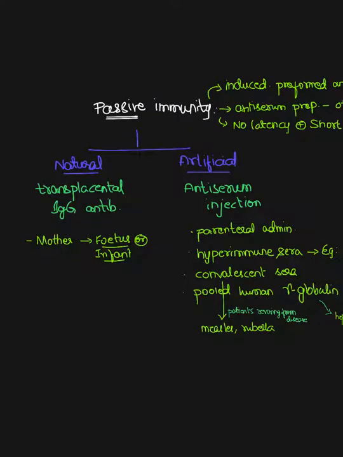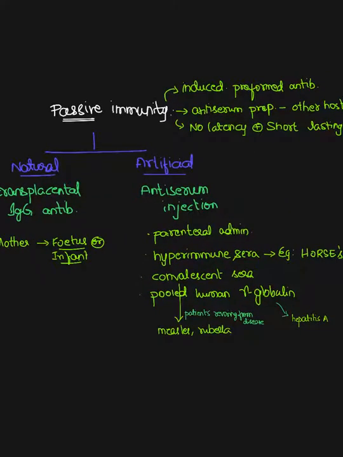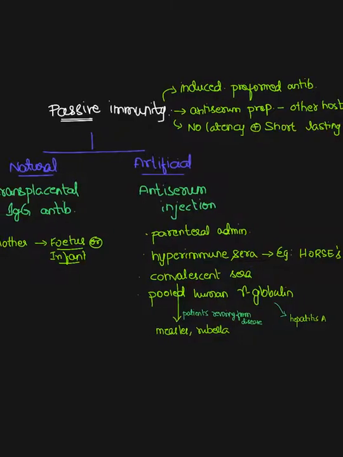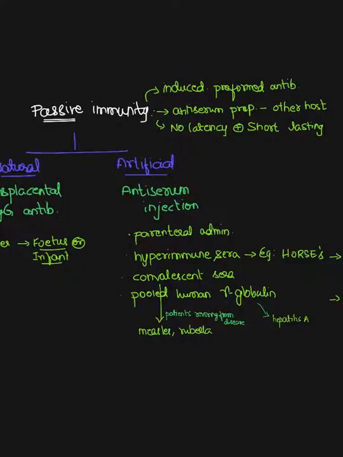Now let us start with the concept of passive immunity. Passive immunity is the immunity which is developed in some other organism, and it is transferred to the primary host to whom the infection has been caused. Preformed antibodies will be given to that person. And remember that the anti-serum preparations will be given to the other host, which I have already told.